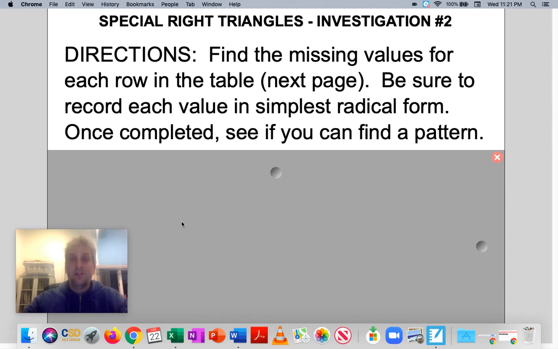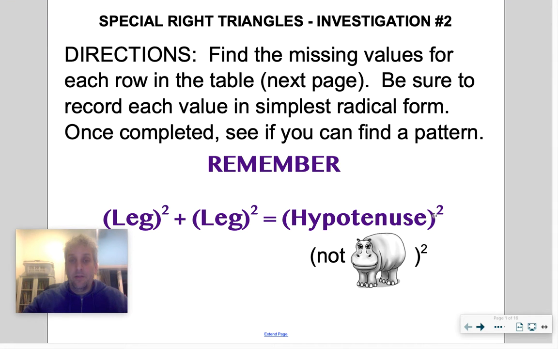These are the directions. You're going to again find the table momentarily and try to fill in the missing values using Pythagorean theorem, and of course using simplest radical form. And if you need a refresher yet again on Pythagorean theorem, there you go. Again, it's leg squared plus leg squared equals hypotenuse squared, not hippopotamus squared. All right, let's get at it.